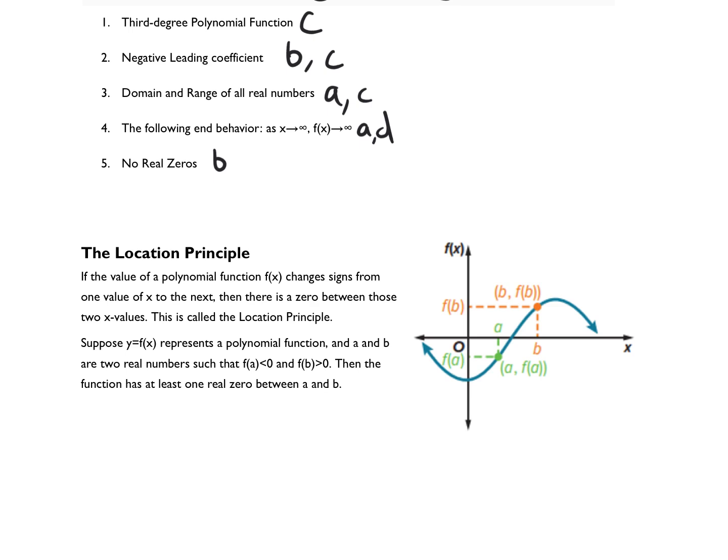Now, because this is a polynomial function, that means it's continuous. It's not like we can pick up our pencil and skip over the x-axis. So that means to get from point A, f of A, to point B, f of B, it has to go through the x-axis at least once on its way there. So that's how we know there's at least one zero between them.